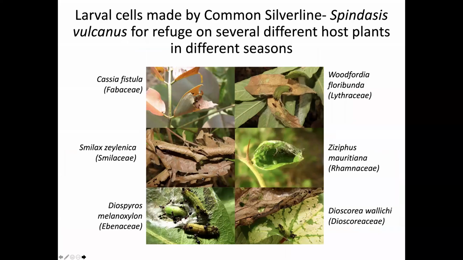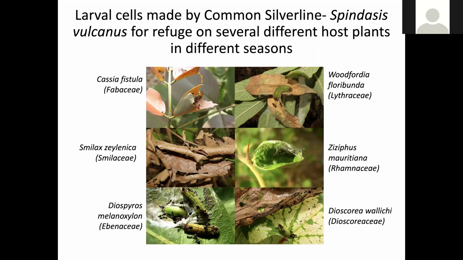Larval cells made from silver line, that is Pratapa vulcanus, for refuge on several different plants in different seasons. Here you can see multiple host plants, and you can see some cells. This particular species of silver line is making cells to refuge, inside which it can protect itself from predators like birds and praying mantises and some other predators.